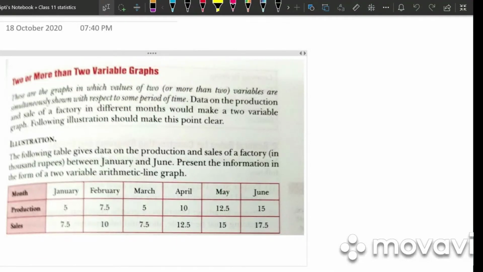Good morning, students. So let's continue with our chapter Arithmetical Lines and Graphs. In yesterday's class, we had studied a little bit of theory and one variable graph. In today's class, we'll be studying two or more than two variable graphs.